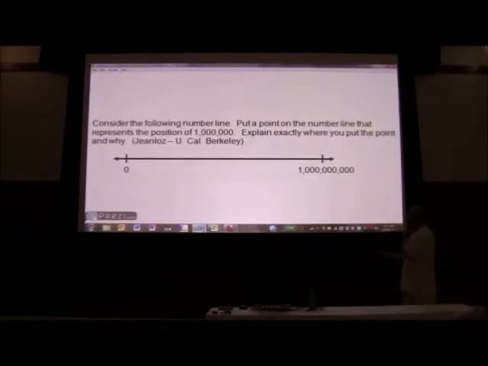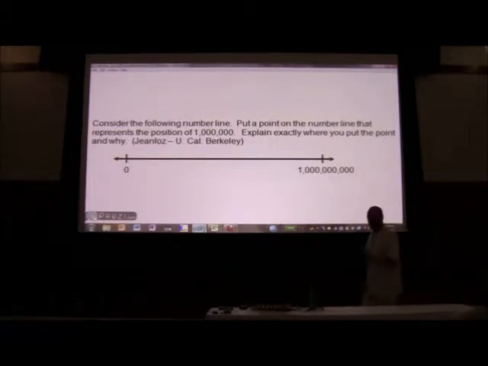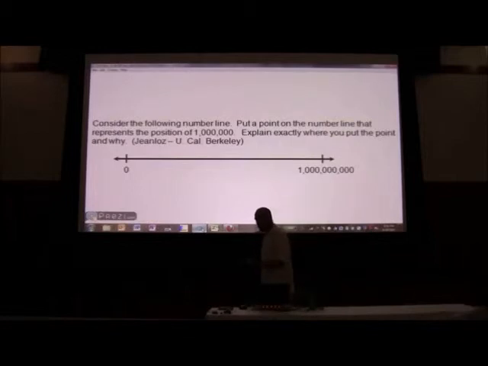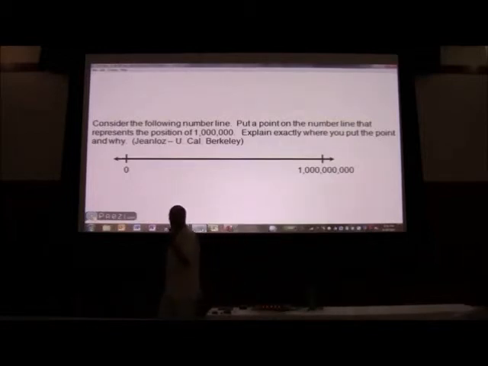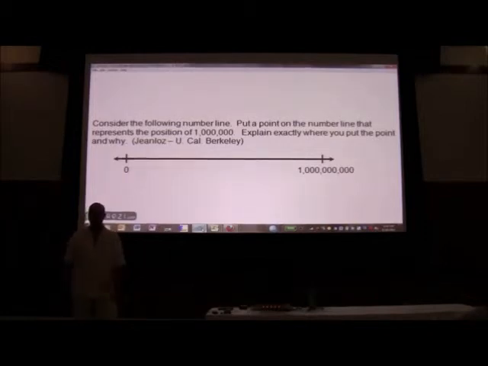Gene Lowe's at UCal has asked many, many people this question. If this is a number line where this is 0 and this is 1 billion, then where does 1 million go? Most people put it about here. If the general population thinks that 1 million is a third of 1 billion, then we're going to hell in a handcart. We're not going to be able to get our national debt under control.